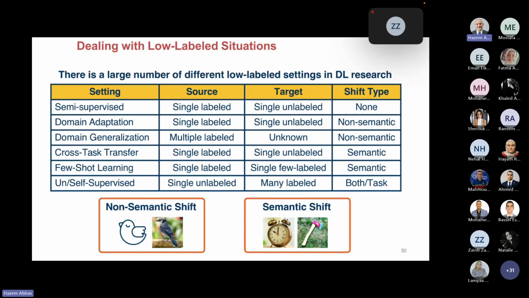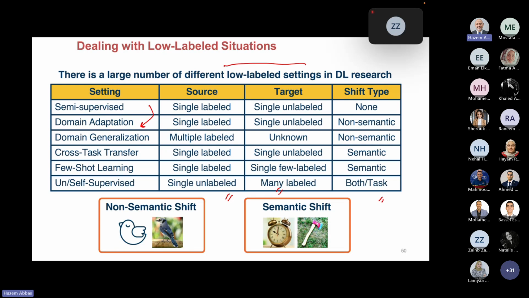Different domain. We have different low label settings in deep learning research. So these are settings like semi-supervised learning, domain adaptation, domain generalization. Sometimes you call transfer learning domain adaptation, okay? Just to know the name. There is also domain generalization, few shot training, self-supervised learning. So we have the source, we have the target, and we have the type of shift that we have.